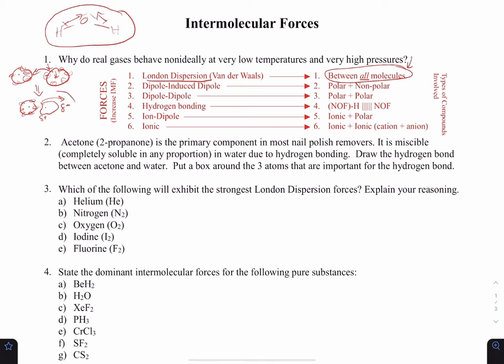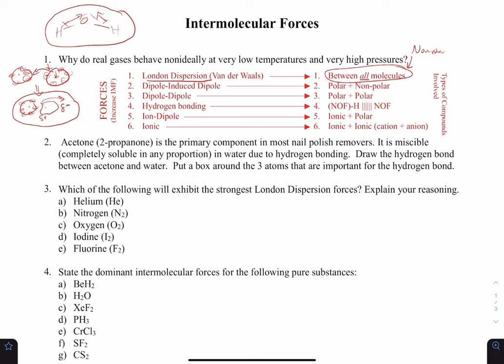Just remember, the London dispersion forces have to do with these temporary dipoles that are created when electron clouds come close to one another, but that they are present in all molecules. And sometimes people will say that, oh, this is only for nonpolar molecules, which is true. It is for nonpolar molecules, but it's also for polar molecules. It's also for ionic compounds. Okay, it's in everything. Everything has London dispersion forces.